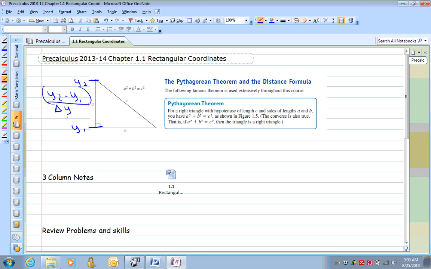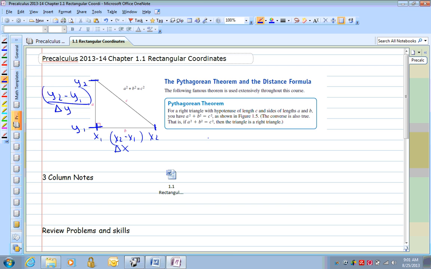All right, next thing we're going to do is our x value or our b value would be horizontal change. And our horizontal change, remember Pythagorean theorem is only true for right triangles, so our x value change, this would be our x and our x, and so we would have x sub 2 minus x sub 1, the change in our x value, which would be our b value in this case, or our delta x, which is the change in x.